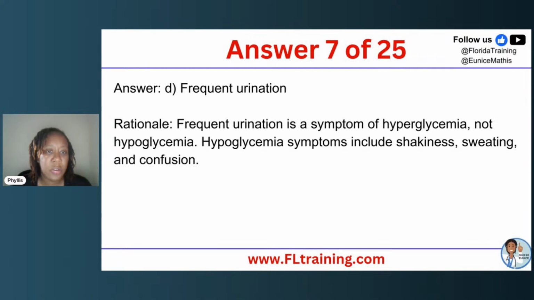If you chose D, frequent urination, you are absolutely correct. Frequent urination is a symptom of hyperglycemia, not hypoglycemia. Hypoglycemia symptoms include shakiness, sweating, and confusion. Way to go, guys.